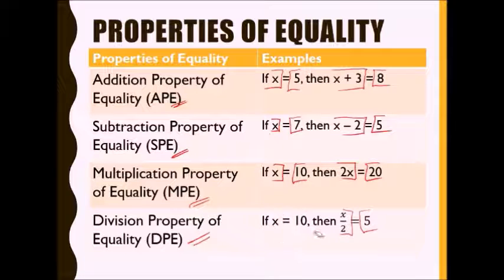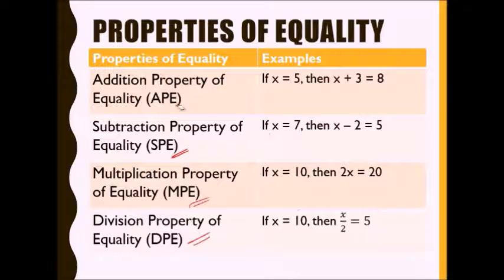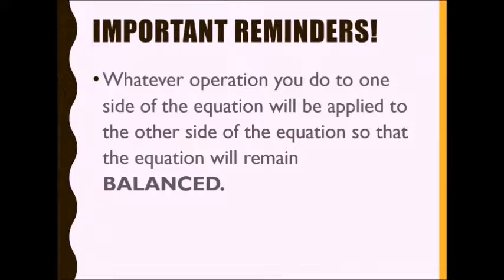Let me erase these to keep our writing clean. So these are the operational properties of equality. As a summary, whatever operation you do to one side of the equation will be applied to the other side of the equation so that the equation will remain balanced.